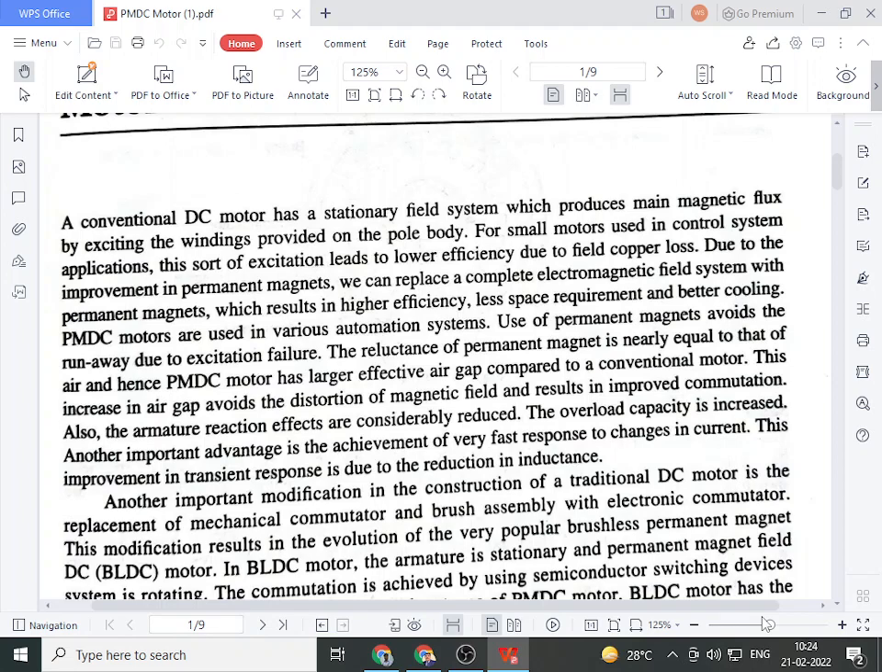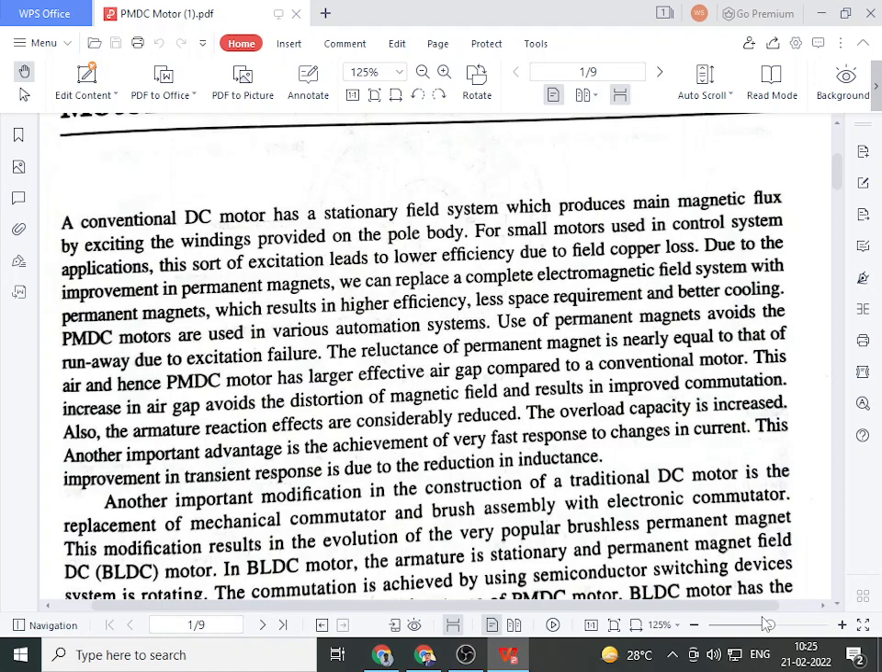So for a small machine there will be a large amount of power loss and lesser efficiency when we use a conventional DC motor. For such applications it is necessary to replace the conventional field system with some other means, and the simple thing is we can replace that conventional field system with permanent magnets. If we do that, the total losses inside the field system, that means the field copper losses, can be neglected, because there are no current-carrying conductors and no current flowing through the field system.